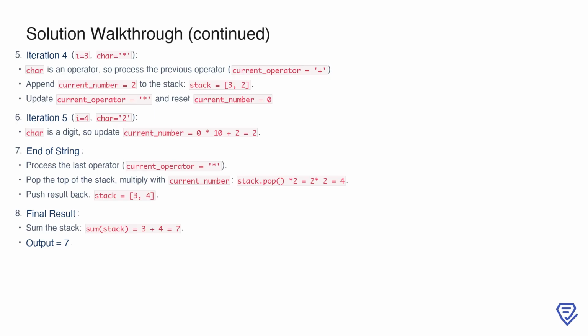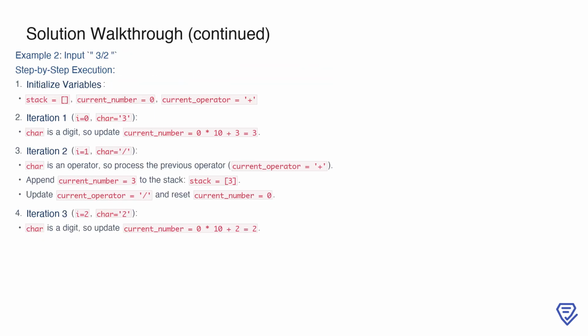In the fifth iteration, the character is 2, a digit. We update current_number to 2. Once we reach the end of the string, we process the last operator, which is asterisk. To do this, we pop the top of the stack, which is 2, multiply it by current_number, also 2, resulting in 4. We then push this result back onto the stack, so the stack becomes 3, 4. Finally, to compute the result, we sum the stack, which gives 3 plus 4 is equal to 7. Therefore, the output of this expression is 7.